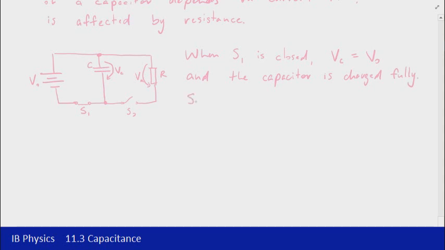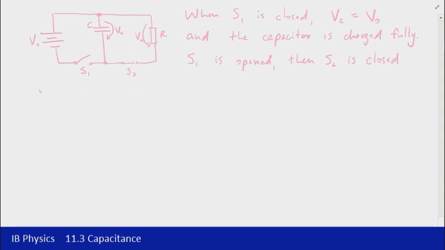After that, S1 is going to be opened, so we need to make sure that we don't have both S1 and S2 closed at the same time for this explanation. So S1 is opened, then S2 is closed. So we'd then take that switch and we'd close it there. Now, initially, we need to look at this in a few stages.